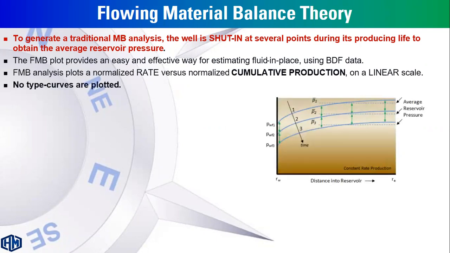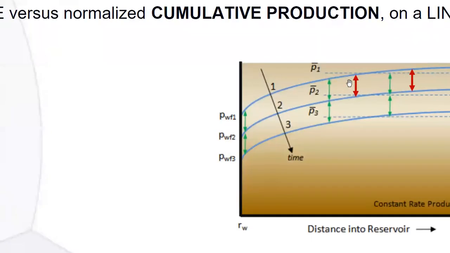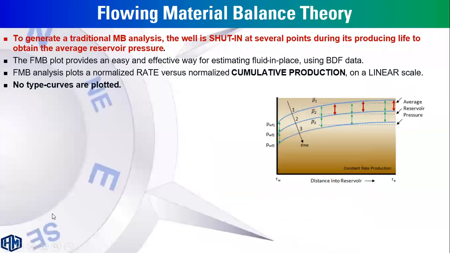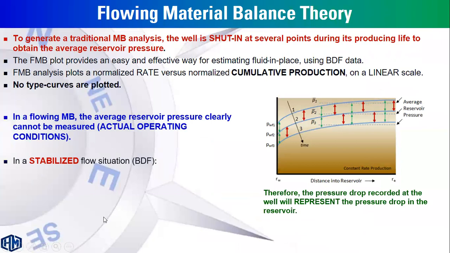The major concept of boundary dominated flow is that the reservoir pressure, as you can see, is changing throughout the entire reservoir at the same level. So using BHFP, we can predict the PR, or average reservoir pressure. So this is the flowing material balance.